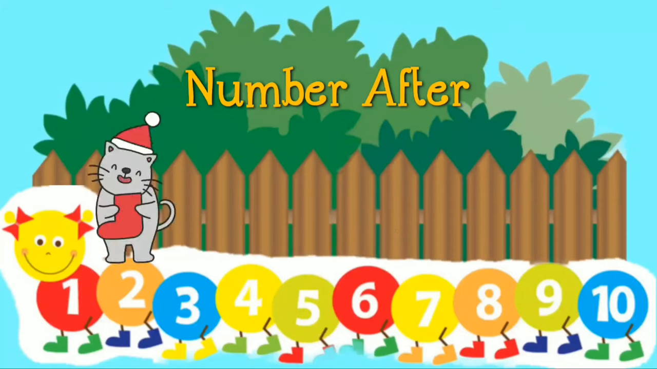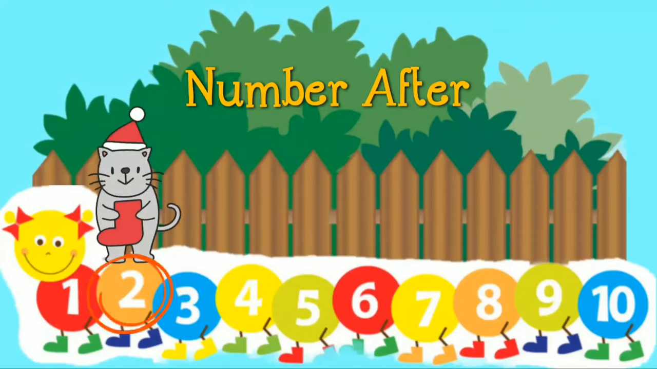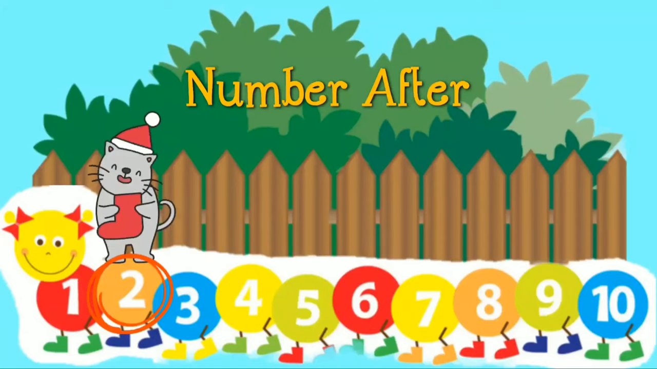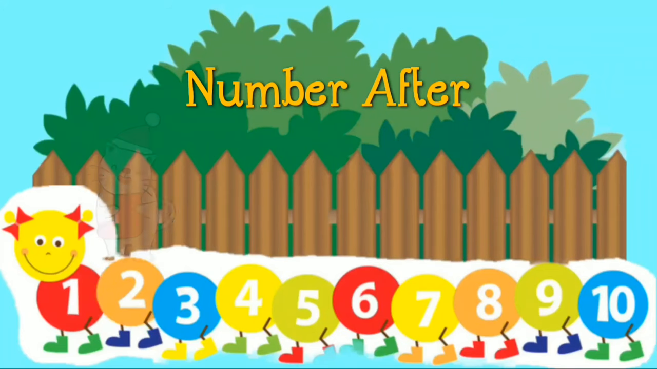Another example. Where is the cat? On which number the cat is? Right, number 2. The cat is on number 2. What comes after 2? Right, number 3.